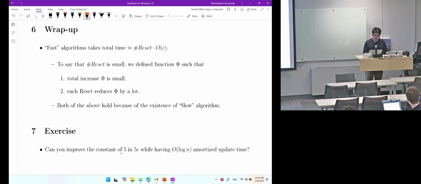So you can try at home to improve this constant 5. I believe you can go to something like 3, maybe better.